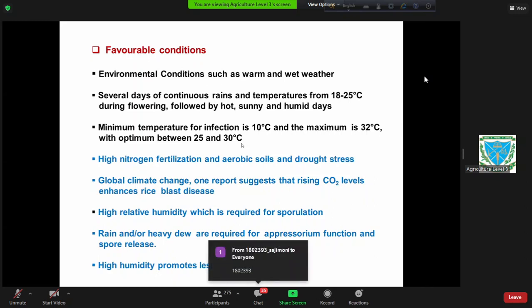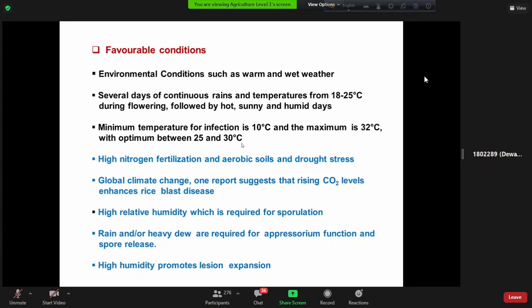Epidemic means the disease can appear on a massive scale. High nitrogen fertilizer, aerobic soil and drought stress: if you do not irrigate your wheat crop, and if you apply high nitrogenous fertilizer, both these factors collectively enhance the epidemic development of the disease. Moreover, due to global climate change, the carbon dioxide concentration increases in the atmosphere, which basically enhances the wheat blast infection. High relative humidity is also required for the sporulation of the MoT pathogen.